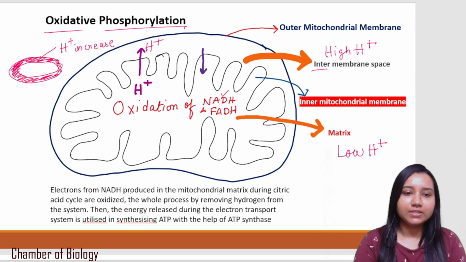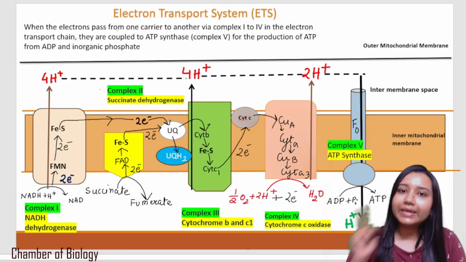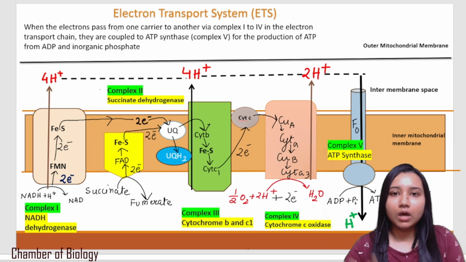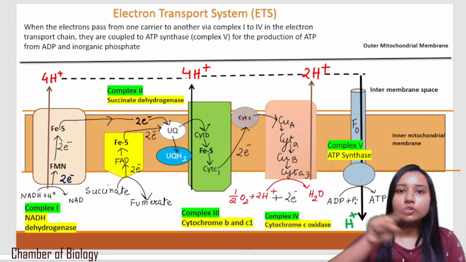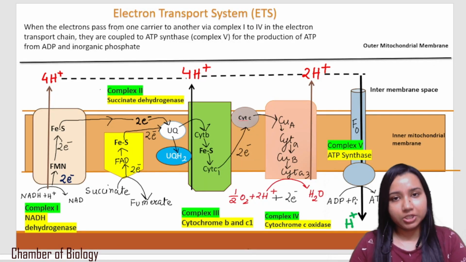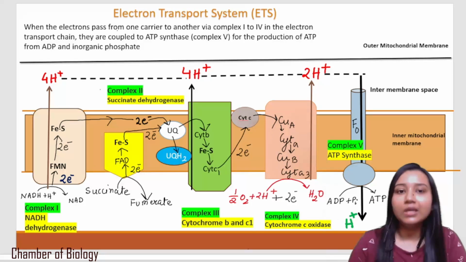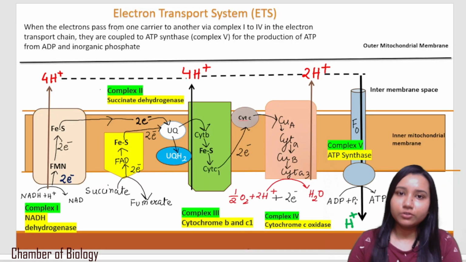So let us first understand the electron transport chain. Not only will ATP be forming, we will see that electrons are also going to be transported when oxidation takes place. At that time, electrons are going to be released as well. So let us first understand the electron transport chain.